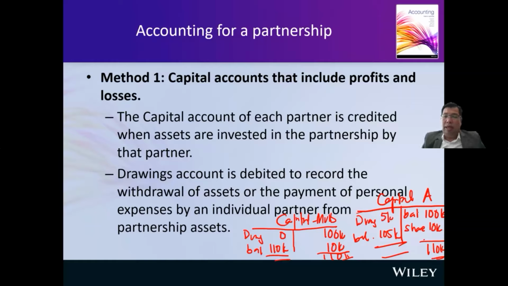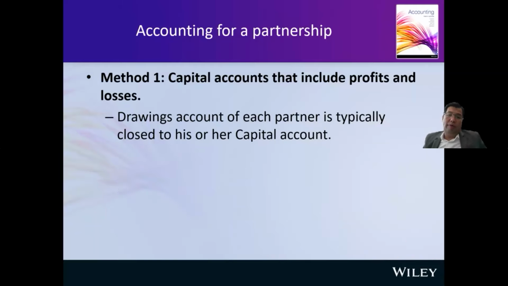So we need to maintain the capital accounts for A and B. Any increase in the profit, yeah, share of profit will increase the capital, and any drawing will reduce the capital. So that is method number one. The drawing account for each partner is typically closed to his or her capital account. So the drawing account will close at the end of the year.